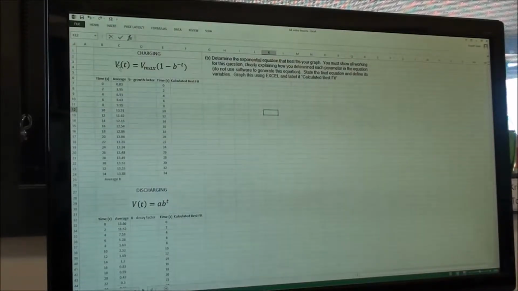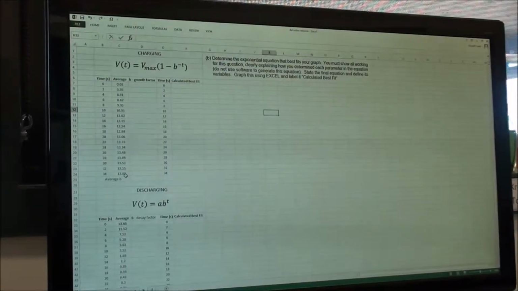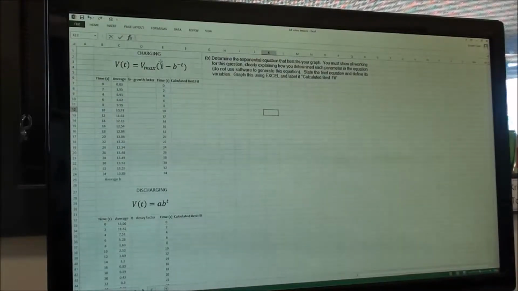It says V of t, the voltage depends on time, is equal to V max. V max is going to be our maximum voltage, that's 13.88, the maximum voltage the capacitor charged to, and that's times, in brackets, 1 minus b, where b is our growth factor, to the negative t, where t is time.